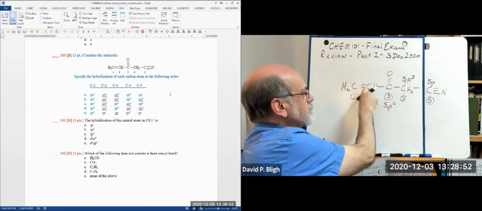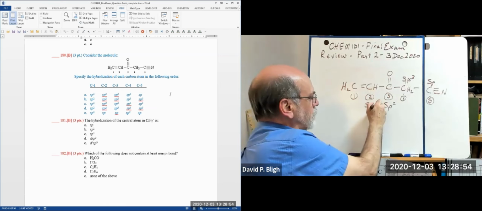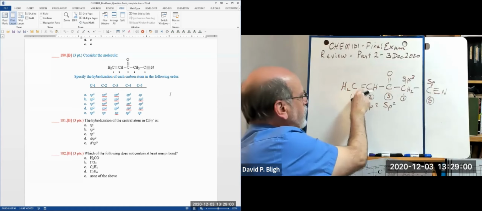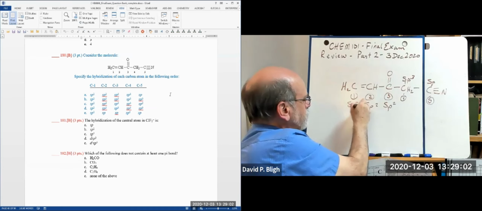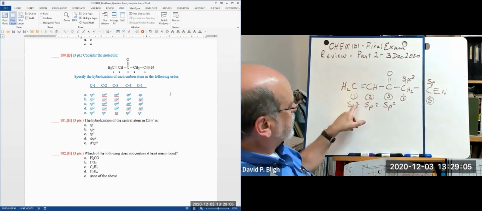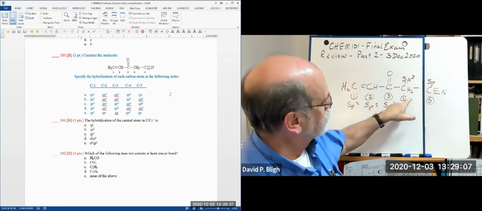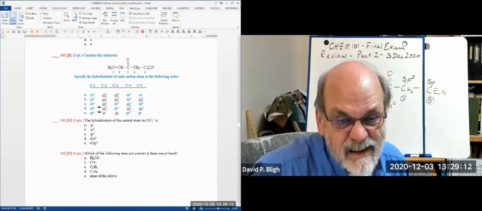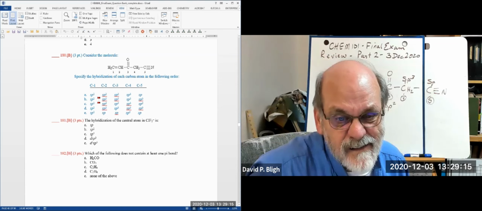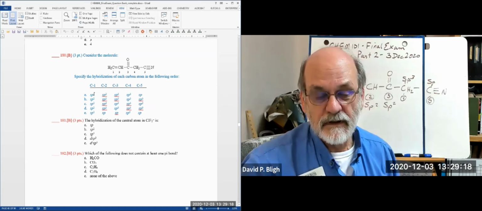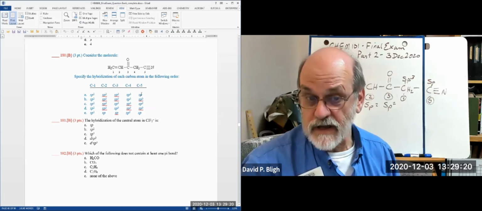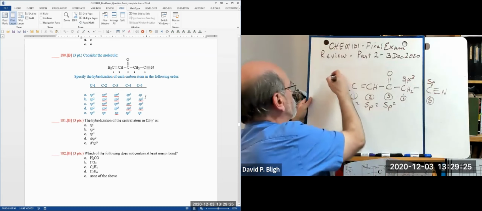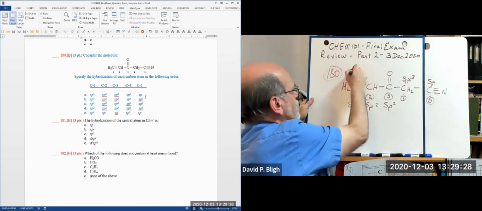This one has 1, 2, 3. It's also sp2. This one has 1, 2, 3. This one's sp2. So it's sp2, sp2, sp2, sp3, and sp. So that would be A. There's sp2, sp2, sp2, sp3, and sp. The answer is A.